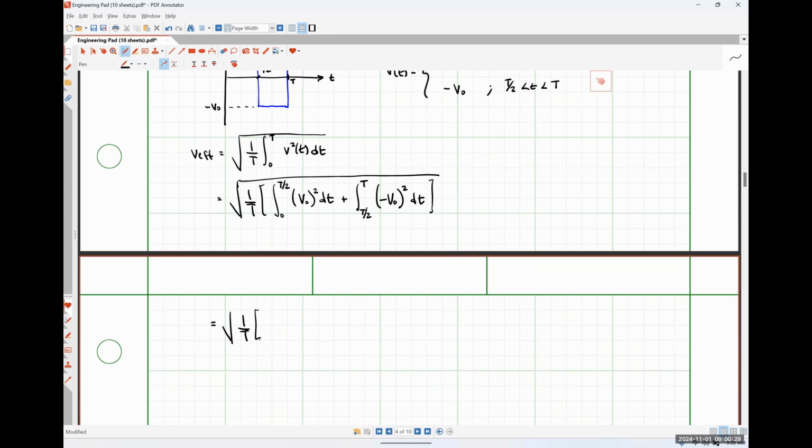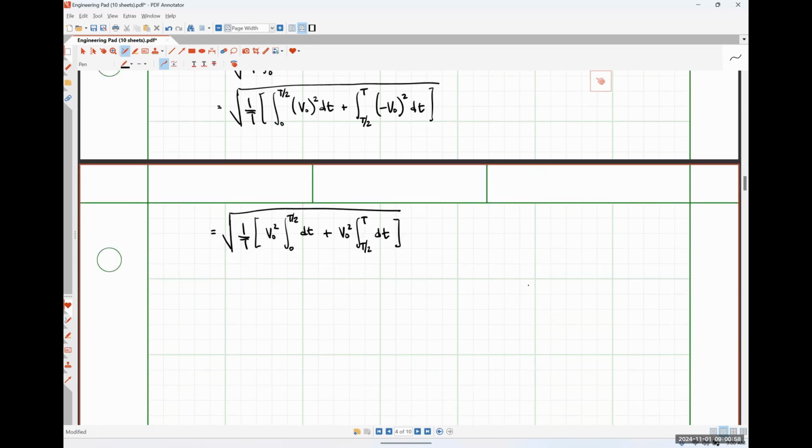So V naught is a constant and V naught squared is a constant. So I'm just going to have V naught squared times the integral from 0 to T over 2 of dt. Negative V naught quantity squared is also just V naught squared. Integral from capital T over 2 to capital T of dt, like so. And then that's going to look like the square root of 1 over T times V naught squared. I'm just pulling that out.